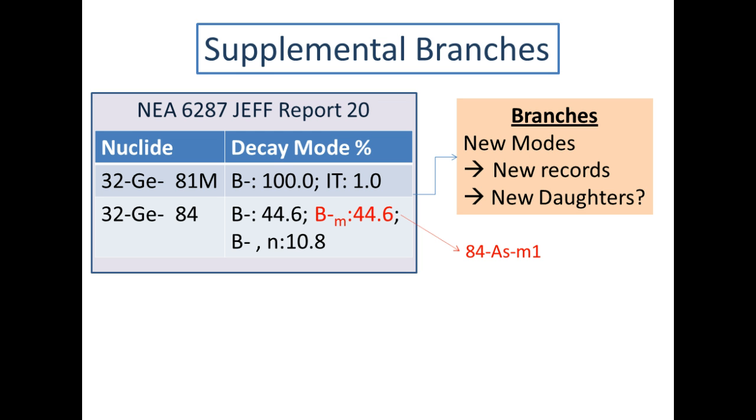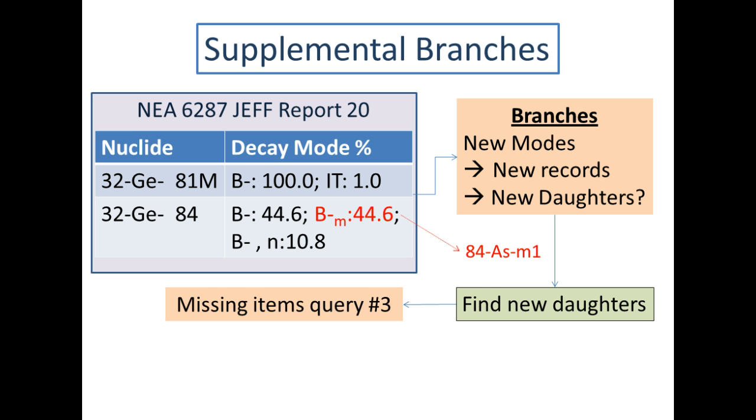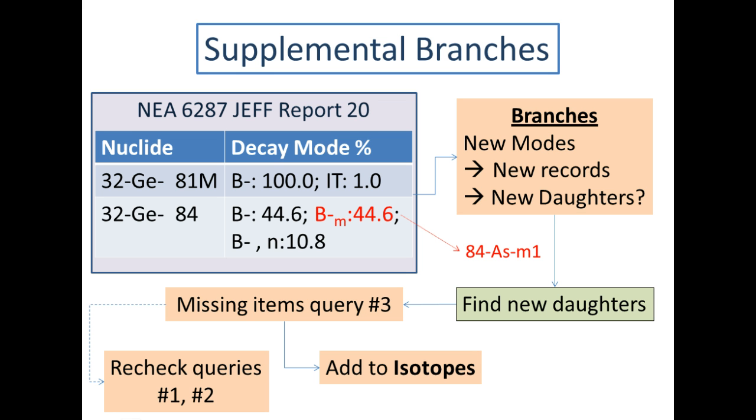I slipped over to Excel to find out, but I could have done all this in Access a bit more elegantly. The third missing items query asks if there are any isotopes in the branches table that aren't in the isotopes table, because we're going to need their half-lives eventually. If some are missing, we need to add them. I also went back and rechecked to see if all the yield isotopes have half-life and branching data. I can assure you this isn't just the second time those queries were used.